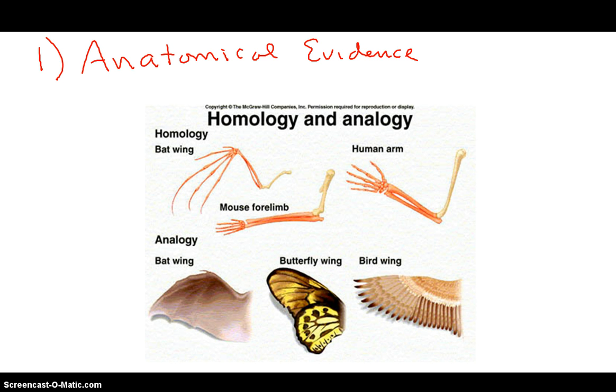The first bit of evidence that we're going to look at is anatomical evidence. What does the organism actually look like? And the big thing is we're going to talk about these two things, homology and analogy. Homologous structures are things like the bat wing, the mouse forelimb, and the human arm, that are all basically the same bones put together slightly differently. Analogous structures are things like the bat wing, butterfly wing, and bird wing that are very, very different structures, but they look similar because they perform a similar function.